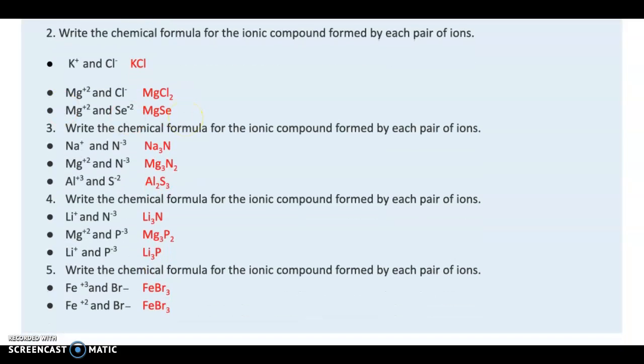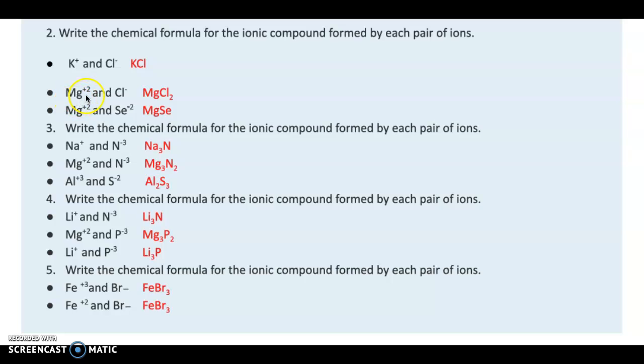Okay. Write the chemical formula for the ionic compound formed by each pair of ions. Potassium and chlorine, same, 1 and 1. We do not write it. We just combine them together and you write potassium, then chlorine. By the way, metal, the positive charge, always has to go in front. Negative will always go in the second place.